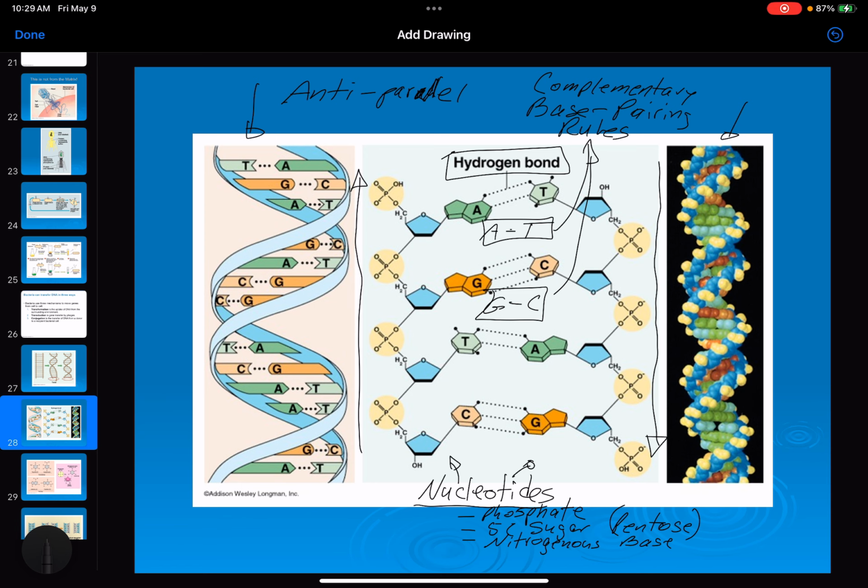Complementary means one complements the other. So what complements T, it would be A. What complements C, it would be G, and that never changes. Those base pairings, they always happen that way, and so they become rules. All right, so those are 2 important things to get from there. Notice that they all have the same exact phosphate. Notice that they all have the same exact sugar. But the only difference is the base. So let's look at the bases now.